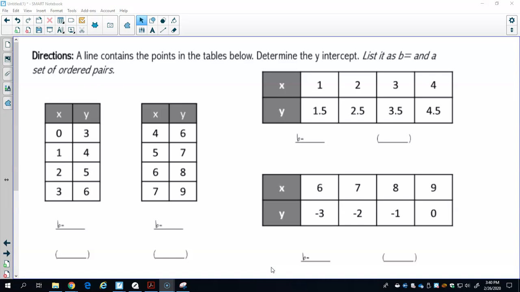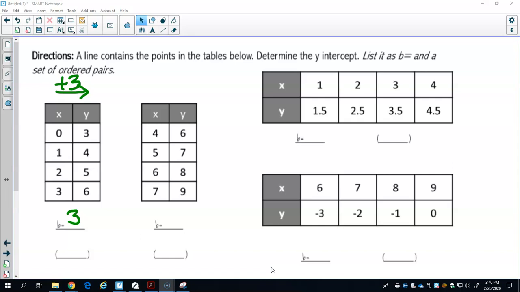Now we're going to look at some tables, and we're going to identify the y-intercept from tables. So with this, you're looking for, again, the relationship between x and y, just like we did when we were looking for slope. But now we're looking for the y-intercept. And since we know the slope is going to be x, or 1x, all we're really trying to figure out is what we're adding. So if you look at this table, you can see from 0 to 3, 1 to 4, 2 to 5, it's a plus 3 relationship. So since it's a plus 3 relationship, our y-intercept is 3.